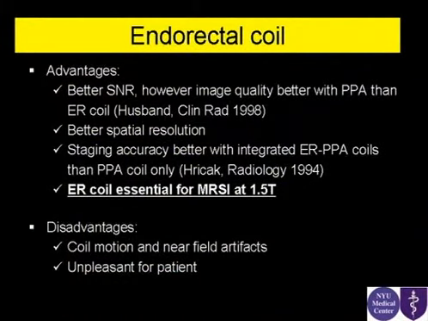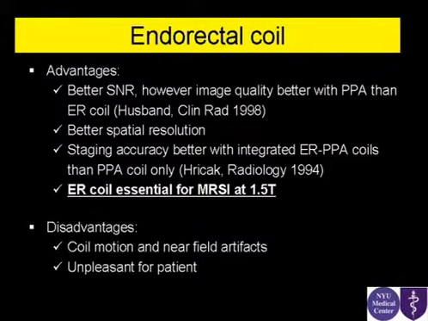So why do you need to use the endorectal coil? This is all about 1.5 Tesla. It's essential to use the endorectal coil if you want to do MR spectroscopy, at least for 1.5. Maybe for 3T it's going to be different. The papers have also shown better signal-to-noise ratio and better image quality, looking at the T2 images using the endorectal coil.